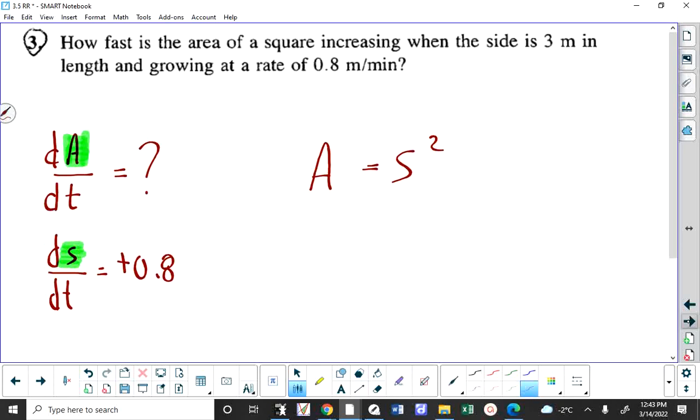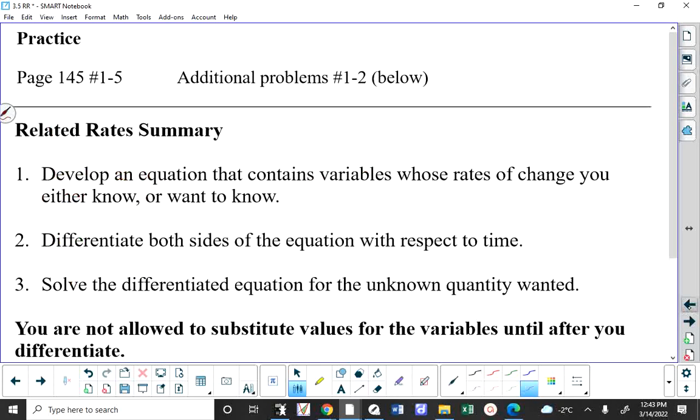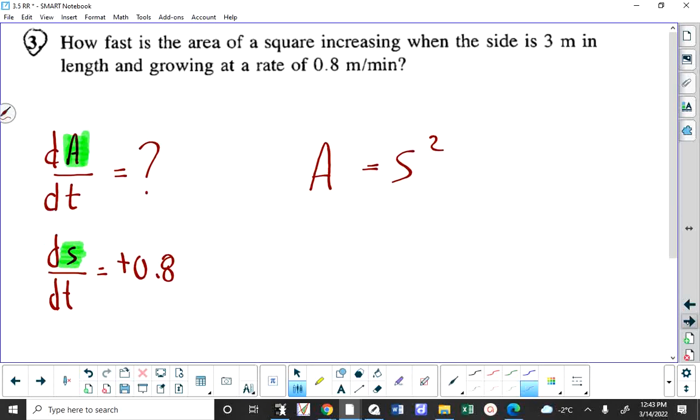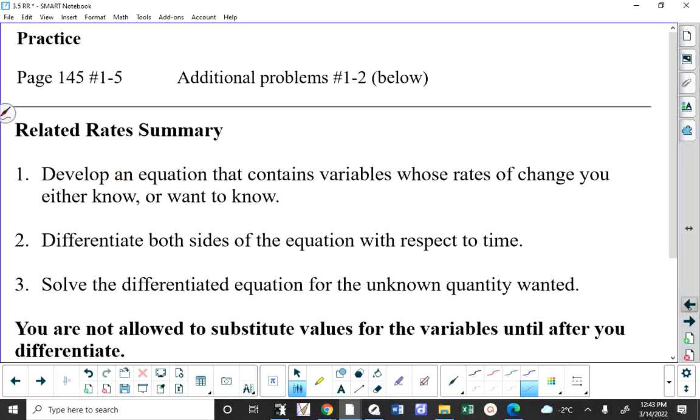So there's my first step. What's an equation that contains the variables whose rates of change you know or want to know? We're done. A equals s squared. Your second step is to differentiate it. And what you're going to discover, particularly with some of the examples we do today and tomorrow and the next day, is the first step is the most difficult one usually.